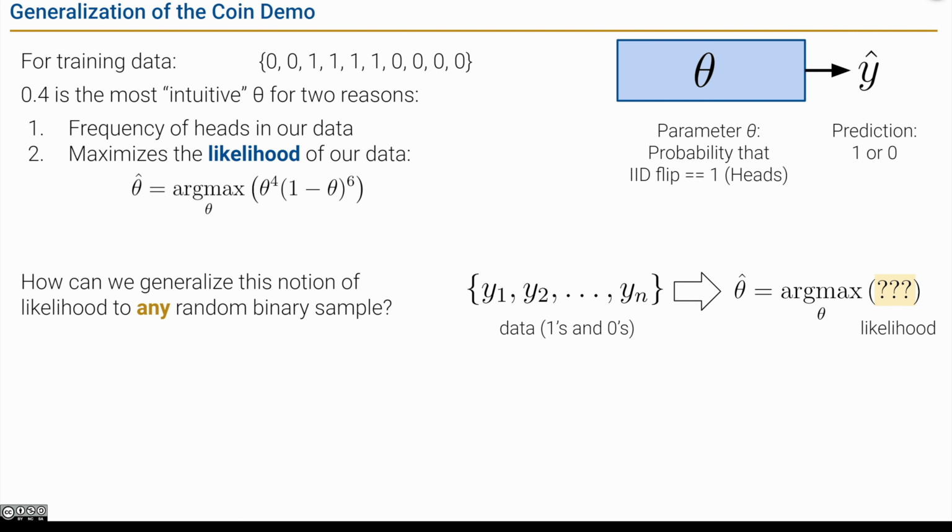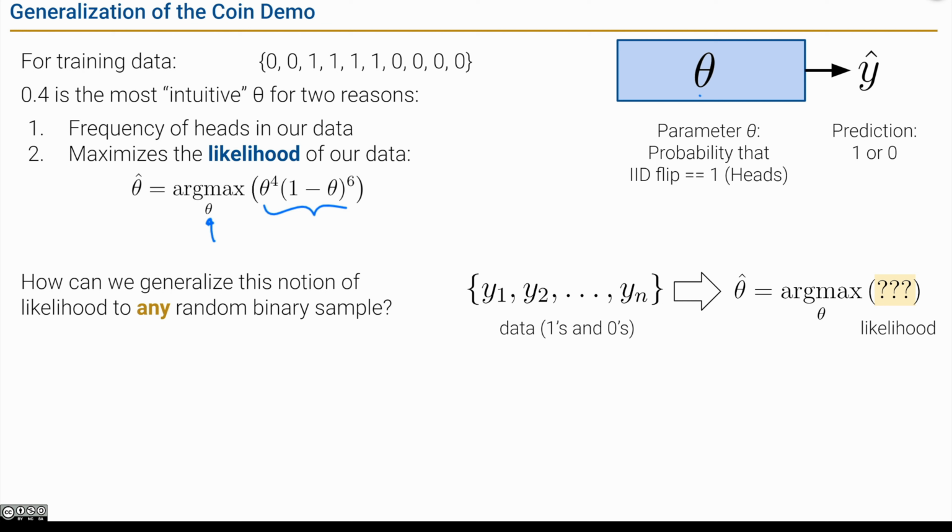So let's generalize this. For our training data, 0.4 is the most intuitive because it's the frequency of the heads and it maximizes the likelihood. Here's the math form of writing that. There's the likelihood function. Argmax says find the theta that maximizes this function, and that's what we're going to call theta hat. Then we would use that as our probability here, and based on that we can make a prediction. We would classify into either group 1 or 0.